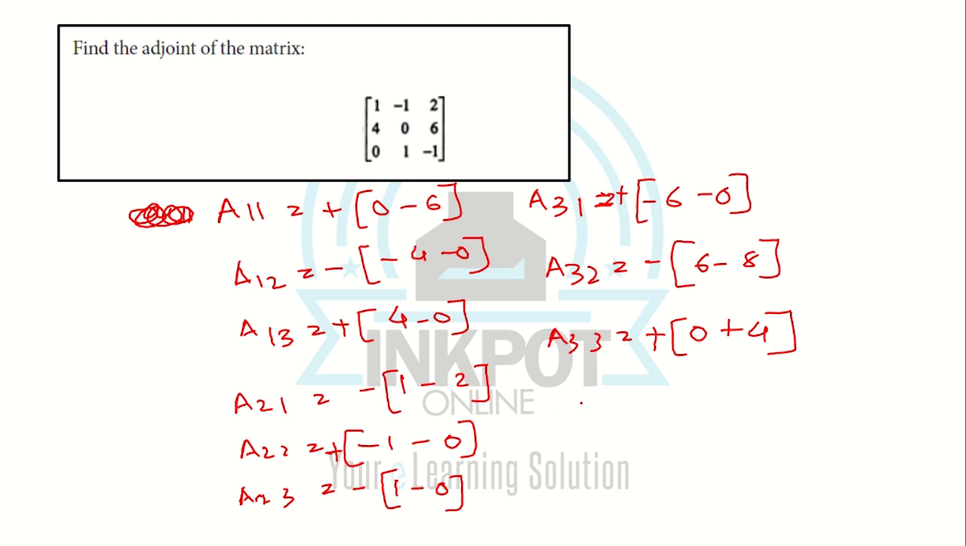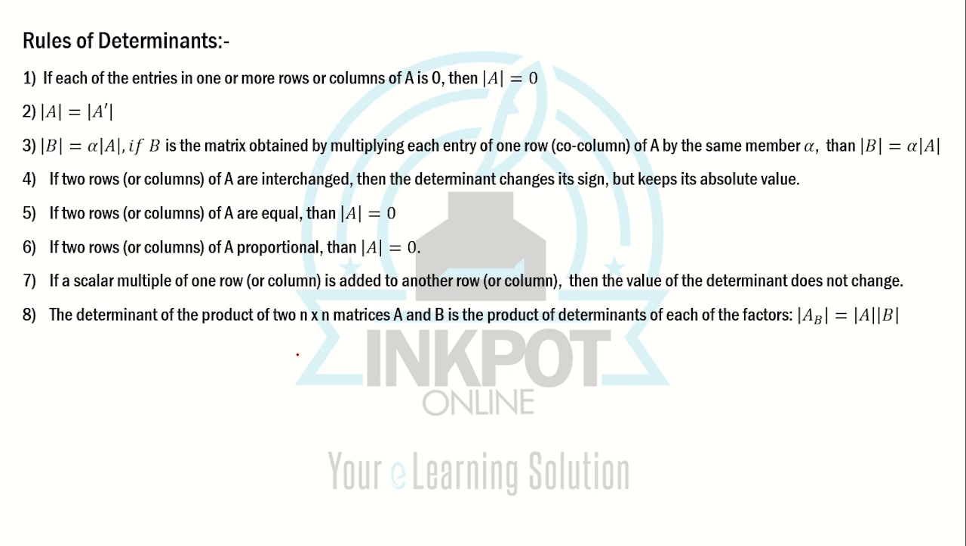So now that you have these, all you need to do is stack the transpose of this matrix and you would have the adjoint. So I'm going to leave you to that. Okay, now we come to the rules of determinants.